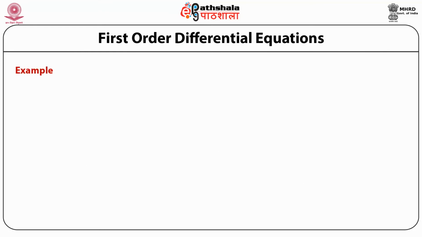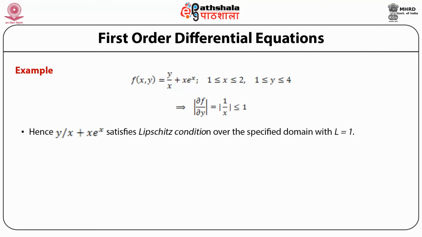For example, let f(x, y) = y/x + x e^x, where x is between 1 and 2, and y is between 1 and 4. Then |∂f/∂y| = |1/x|, which is less than or equal to 1. Hence, y/x + x e^x satisfies the Lipschitz condition over the specified domain with L = 1.